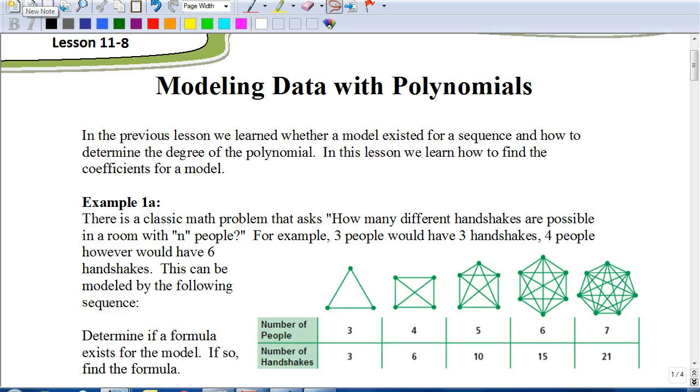Okay, so in the previous video we looked at how to determine from a set of data if we can create a polynomial, and if so, what the degree of that polynomial would be. Well, in this video we're going to look at, if it is possible to create a polynomial, what that polynomial would end up being. So we're going to take it one step further in this video.